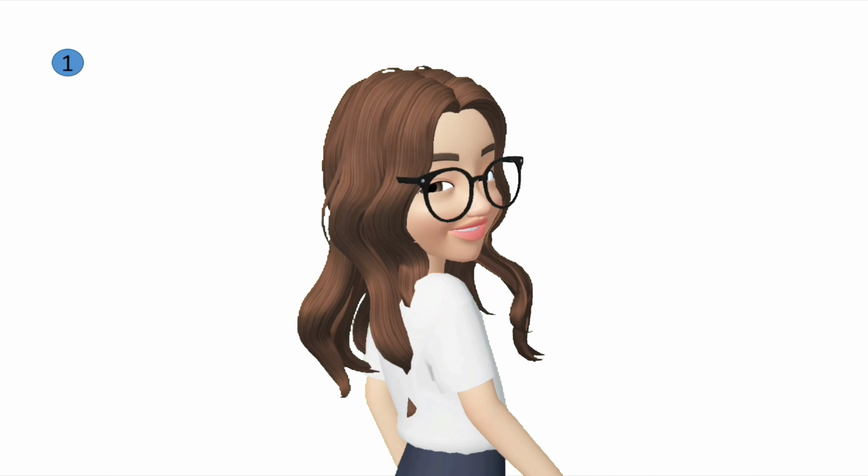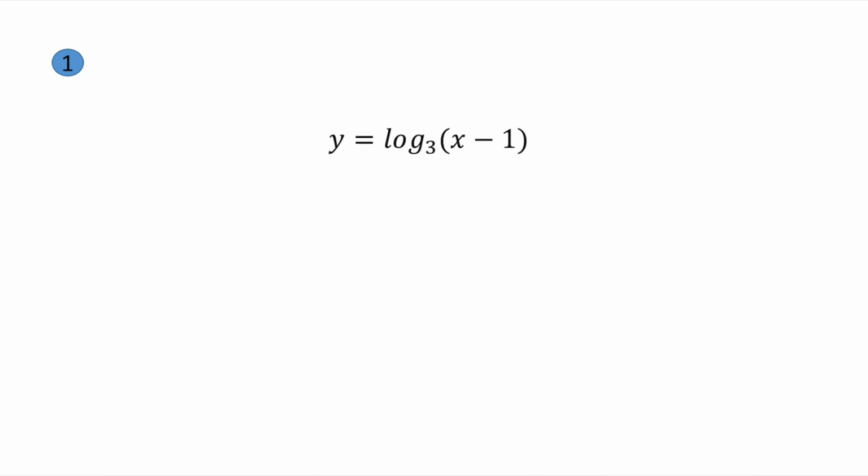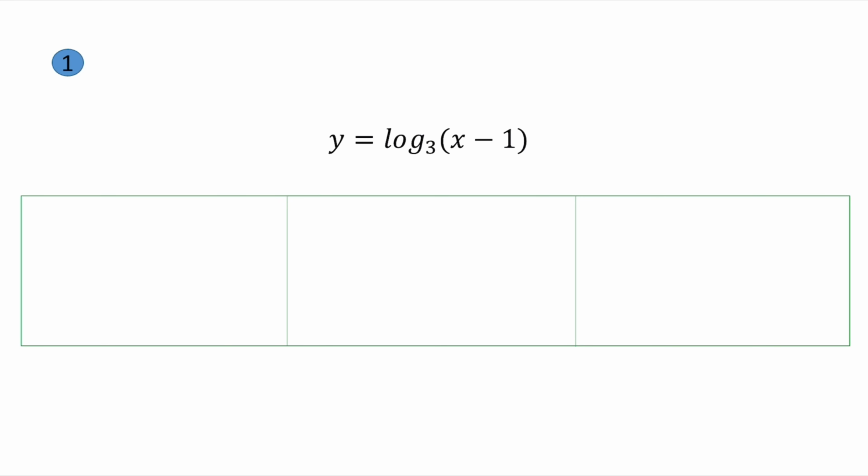In example number 1, we have the given y is equal to the logarithm of x minus 1 with the base 3. In step 1, we must equate the expression of the logarithm so that we can come up with whole numbers that can easily be plotted in our Cartesian plane later. So to do that, you need to follow this procedure.